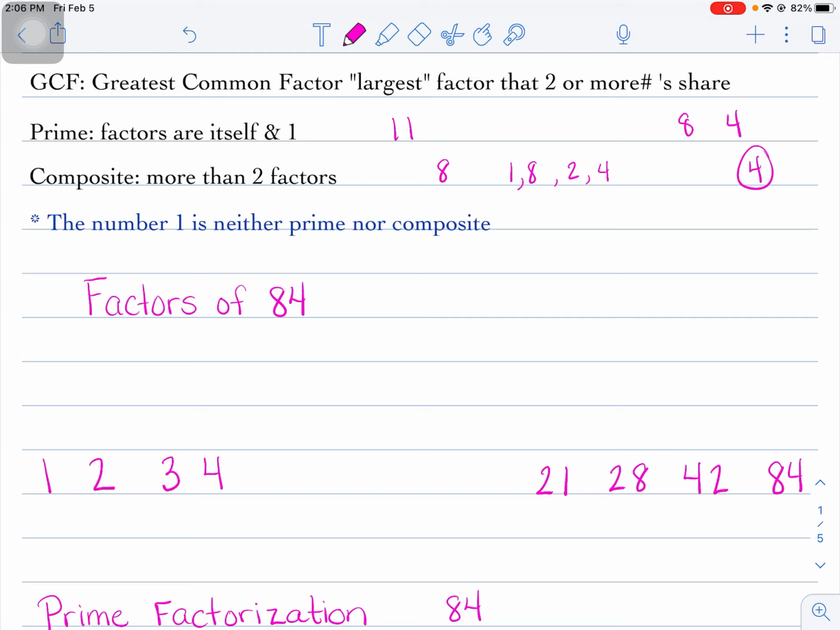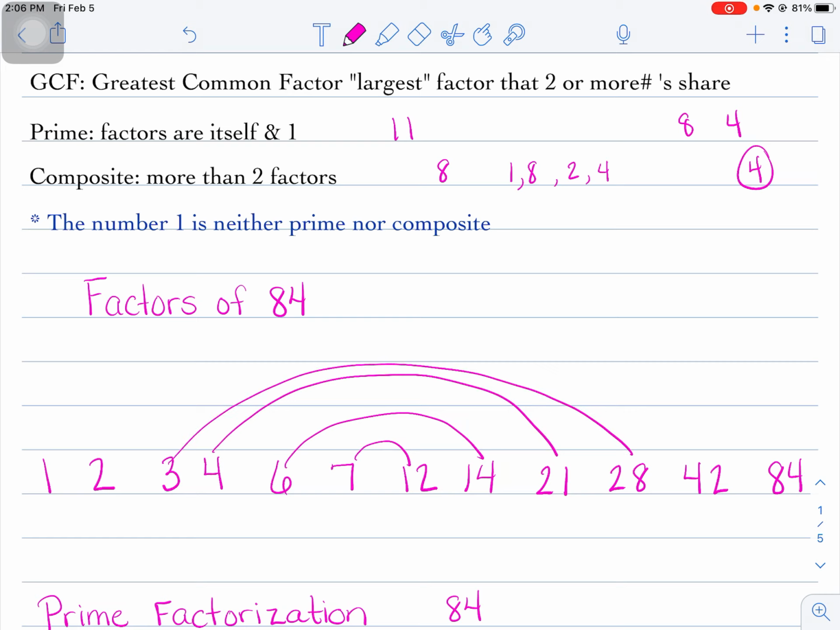Well, what about 6? 6 times 14 will get me 84. Think about 7. 7 and what will get me 84? 7 and 12. And I notice if I go to 8, it won't work. 9 won't work. 10 won't work. 11 won't work. And then I start repeating at 12. You might have seen something like this where they connected 7 and 12, 6 and 14, 4 and 21, 3 and 28, 2 and 42, and 1 and 84. So it's like a rainbow factoring. Probably saw that in like 5th grade.